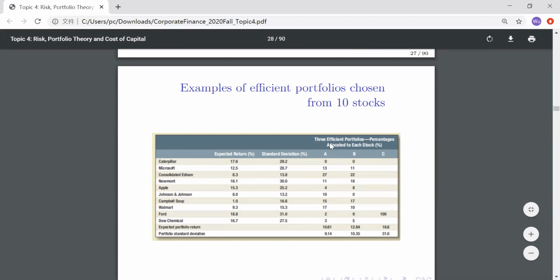Let me repeat this again. Portfolio A, portfolio B, portfolio C, there are 3 different portfolios. For portfolio A, the numbers here are the weights of each stock in this portfolio, and B as well, right? Different weights. And portfolio C is special. It only holds Ford, 100% in Ford, but it is still efficient, right? Then for each one, this calculates the expected portfolio return and also the portfolio standard deviation.